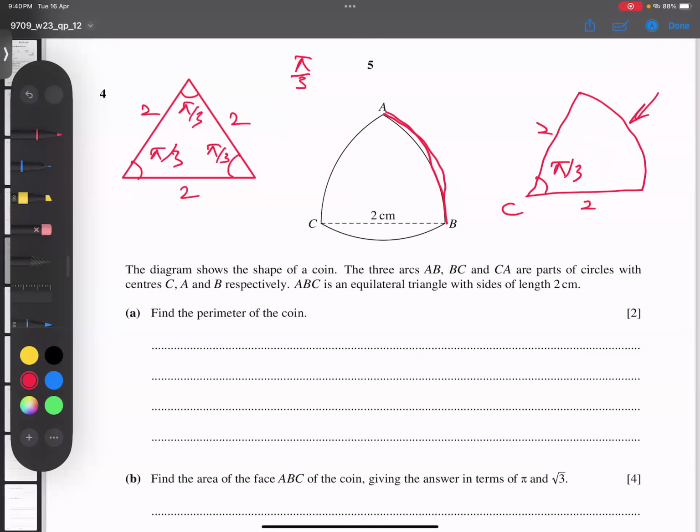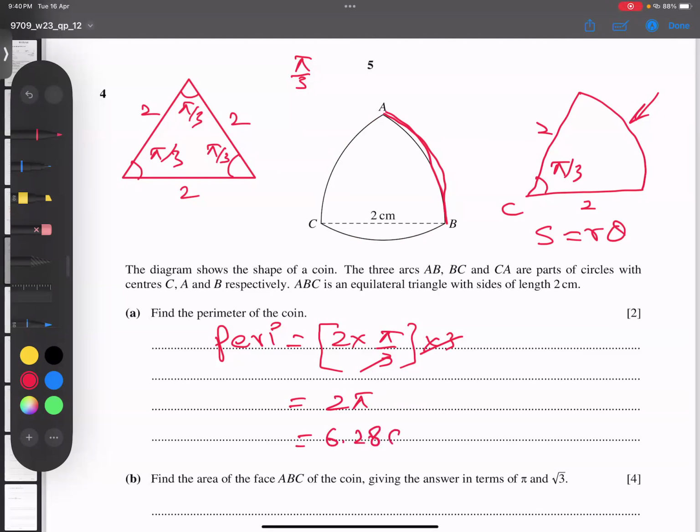So arc length is the first one, and the same for the other arcs, so 1, 2, and 3. If I find 1, what is the arc length formula? S is equal to R theta. So the perimeter is R theta times 3. The radius is 2, theta is pi by 3, and this is multiplied by 3, because we have 3 arcs. The 3 cancels out, and we get 2 pi. You can leave it as 2 pi, or type 2 times pi in a calculator. Both are correct, and we get 6.28 centimeters.